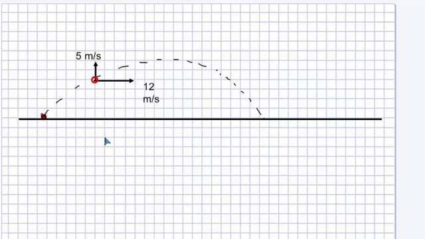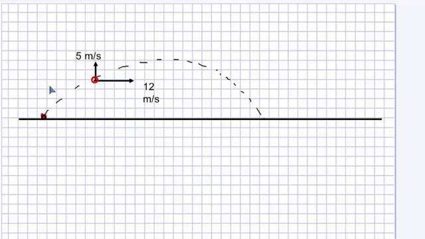Supposing in some other problem we are following the path of some projectile flying through the air, and we just so happen to know that the x velocity at that moment is 12 meters per second, and the y velocity is 5 meters per second, still on its way up. Supposing we want to know exactly how much total velocity it has at that spot, well, then we can add those two together like we know how.